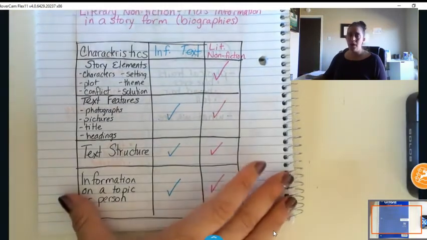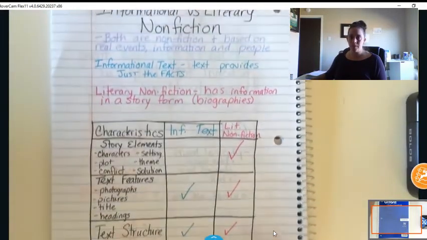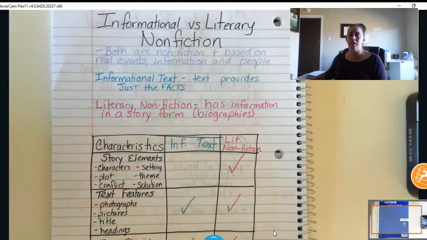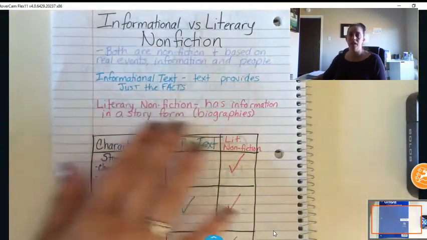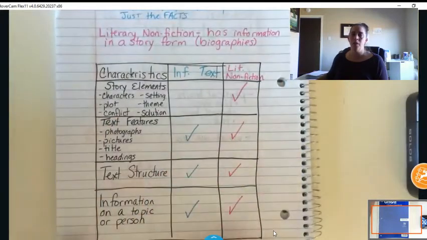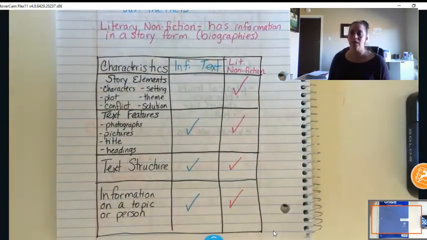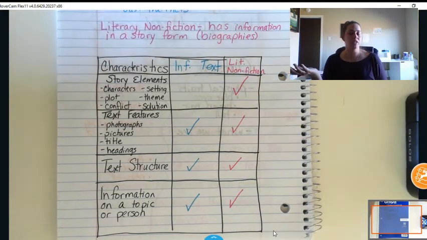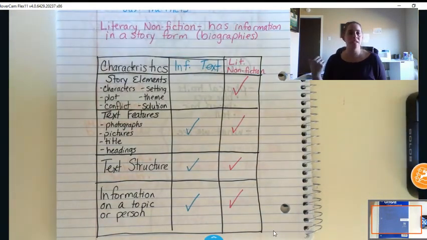If you need to, go ahead and pause. There is informational versus literary nonfiction and the definition, and then our chart that helps us check off whether it's informational text or literary nonfiction. As always, if you need to pause, go ahead and do so, and be ready to discuss this information in your next class.